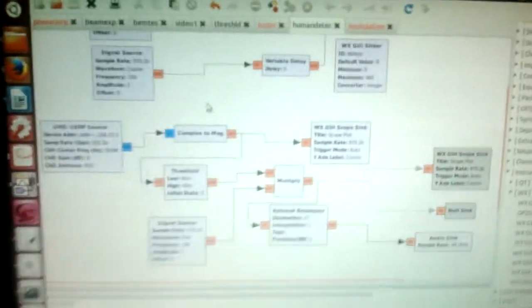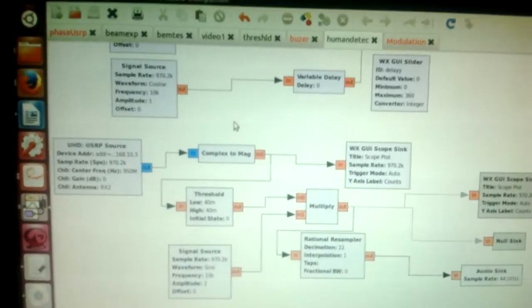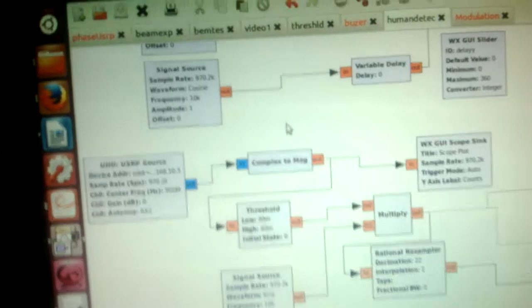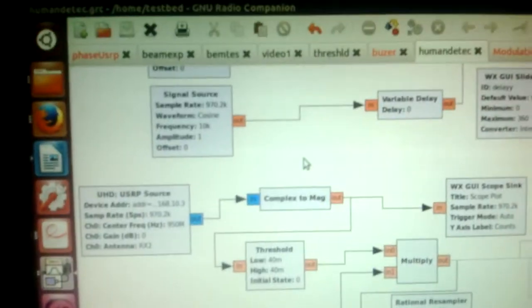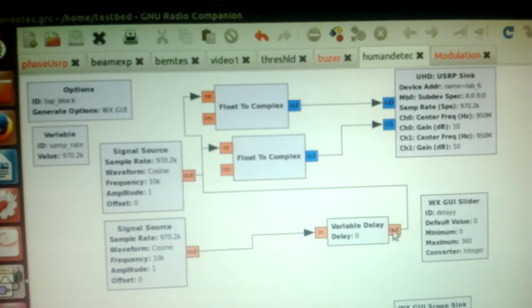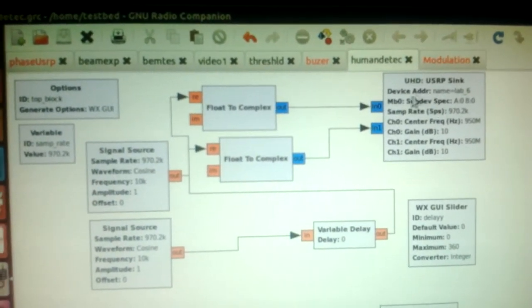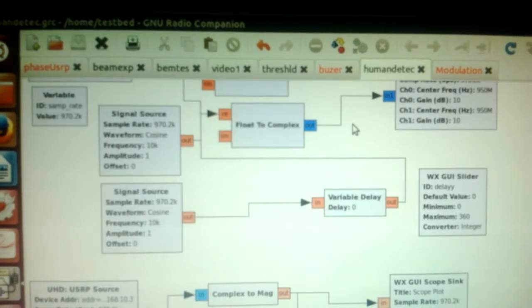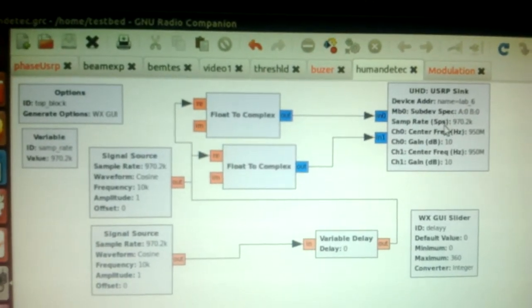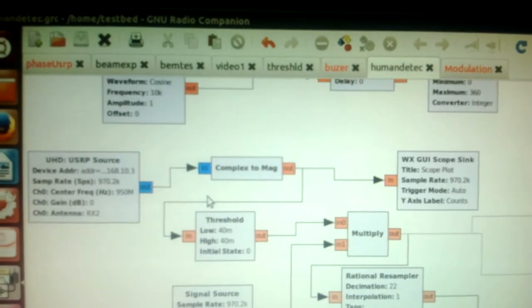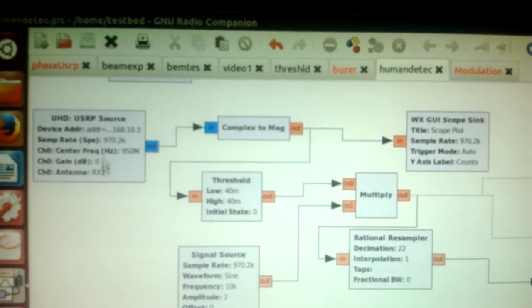So let's see the software part. We are using GNU Radio. As you can see, this is the flow graph for our experiment. We are using two signal sources. One is passing through a variable delay, and this is the USRP receiver. Sorry, this is the USRP transmitter. So the first part is for the transmission, and the second part is for reception.